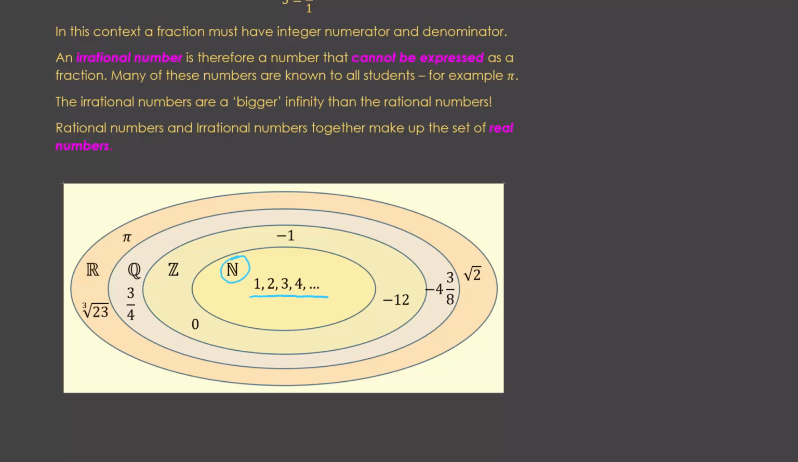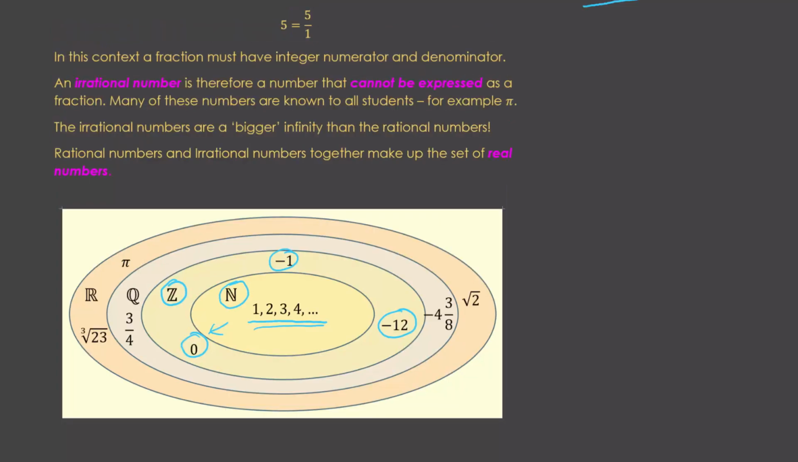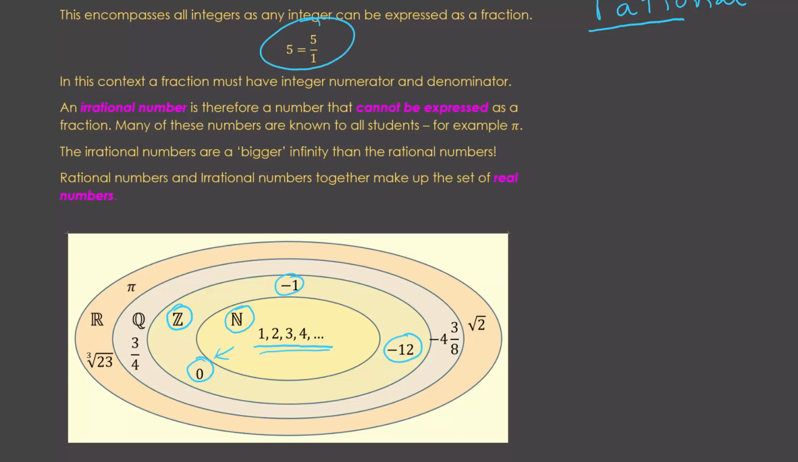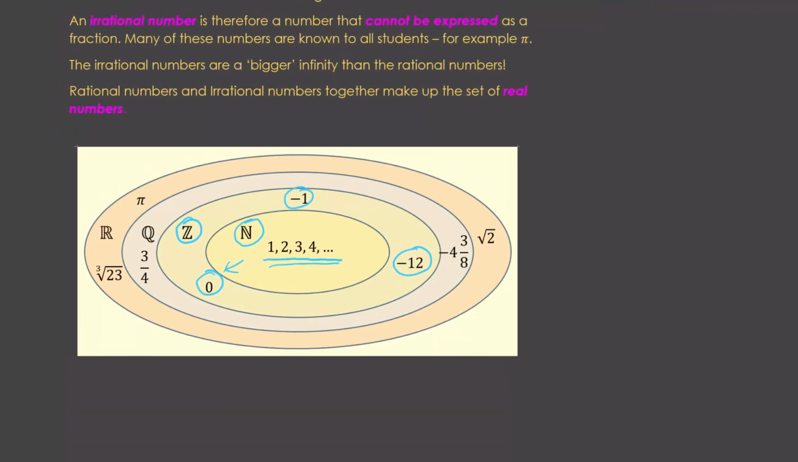And of course, those are enclosed by the integers. Now, the integers are going to have things like 0, and -1, -12. But the integers are made up of all of those negatives, 0, and all of the natural numbers. Now, all of the integers, as we explained earlier on, are rational numbers because they can be expressed as fractions. Q is the set of rational numbers.